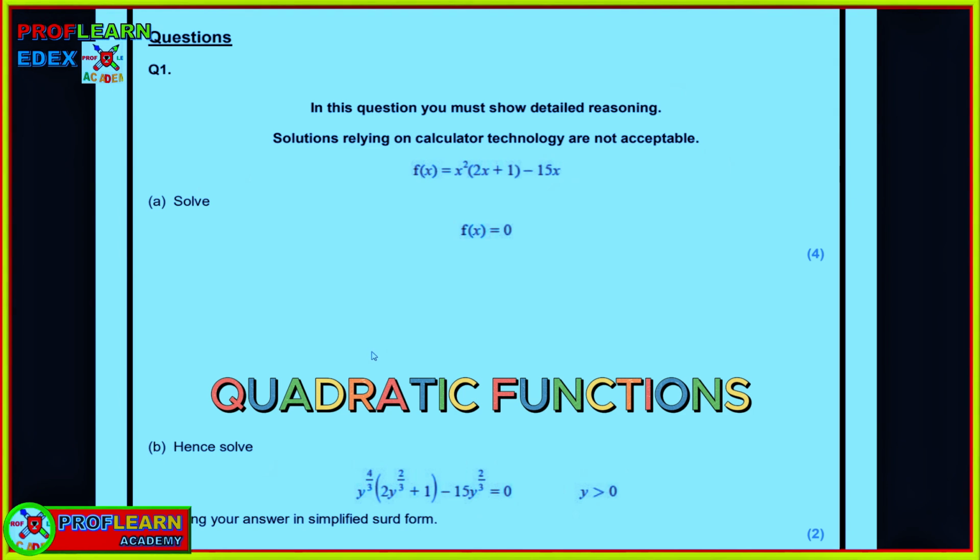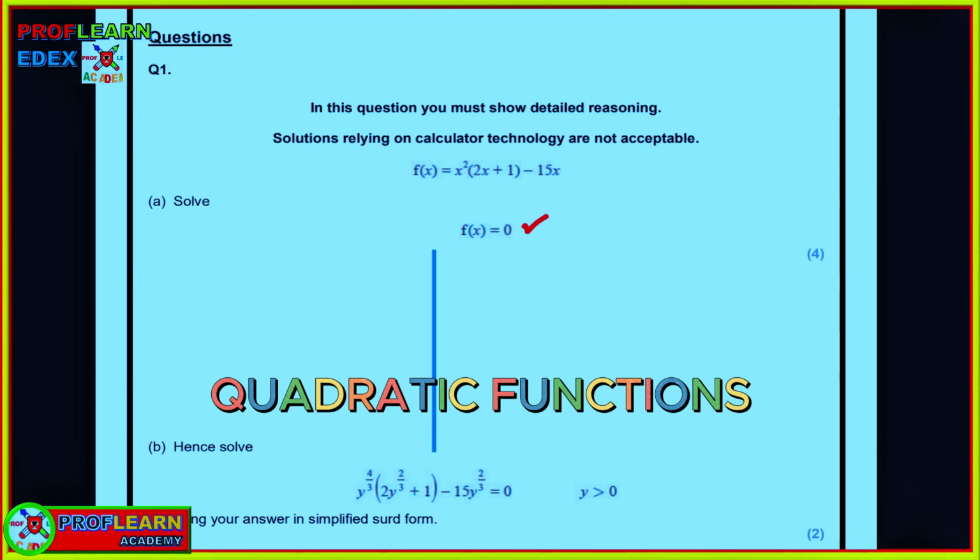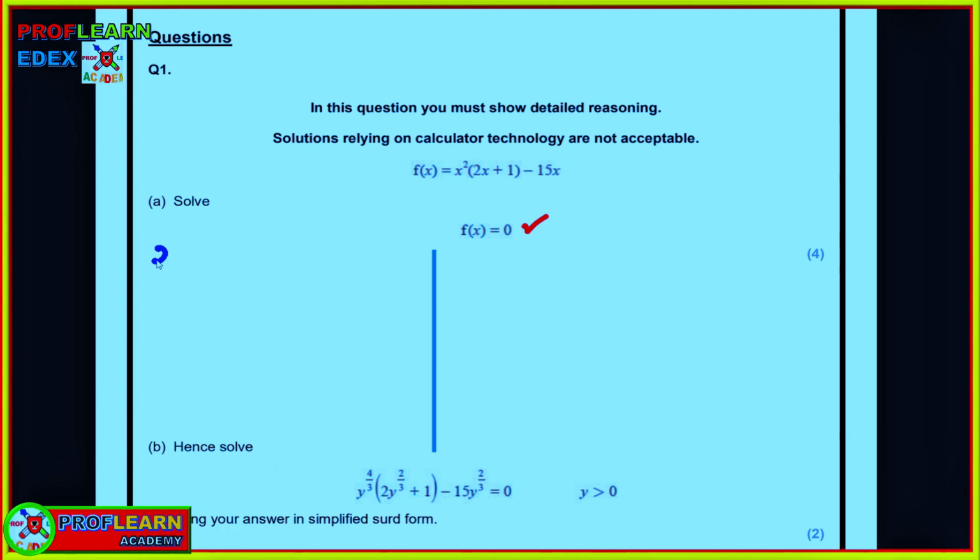In question 1, we are told to solve, and here we are given a function f of x equals x squared times (2x plus 1) minus 15. And then you are expected to set that function equal to 0 as shown there. So we are supposed to find the value of x, and to do that you're going to earn exactly 4 marks. Now we are going to start by saying this can be written as x squared times (2x plus 1) minus 15x equals 0.